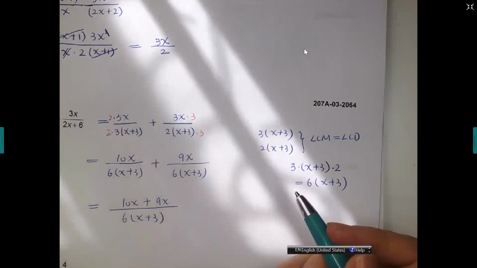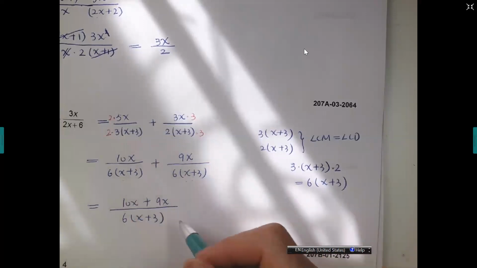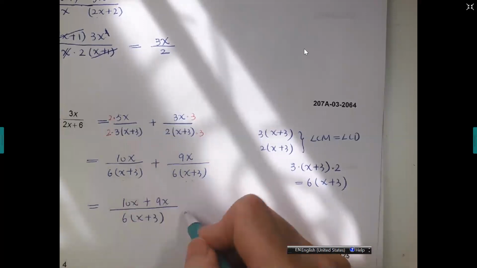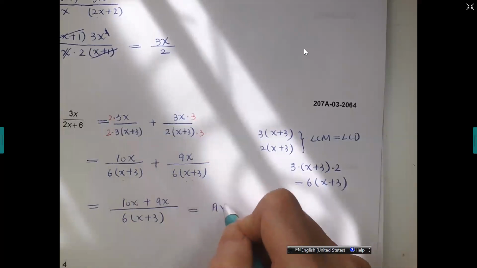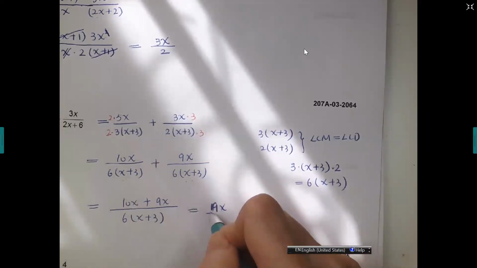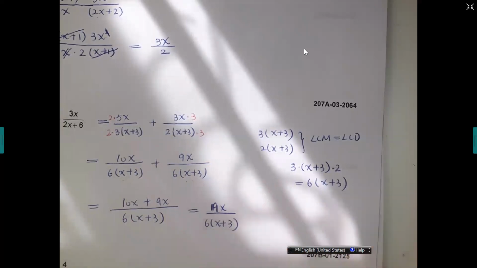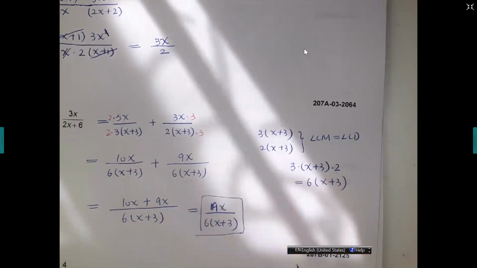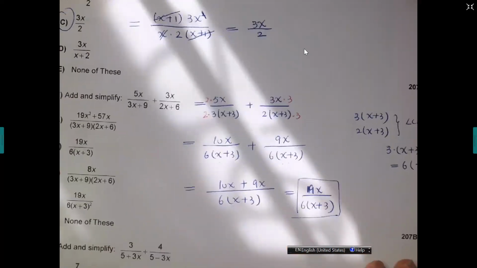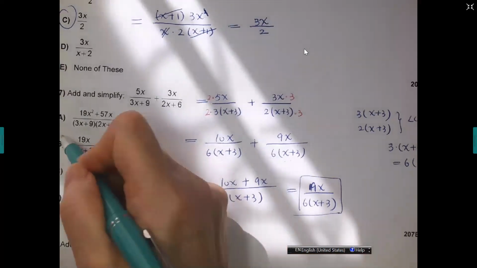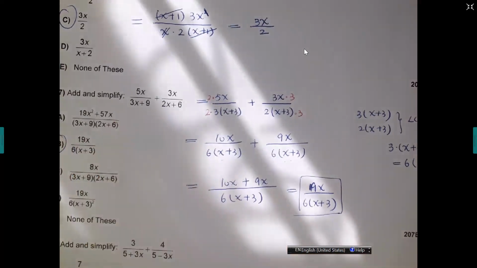What do we do next? Work on the numerator. Simplify 10x plus 9x. That's 19x. 19x over what? Over 6 times x plus 3. Final answer here. And then go back here. Do I see the answer? Yep, I see B: 19x over 6 times x plus 3.